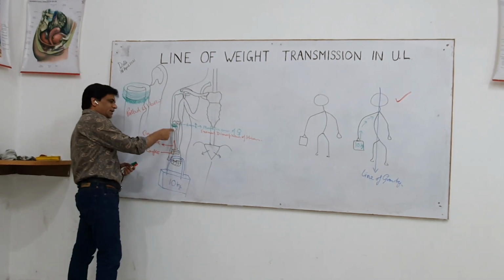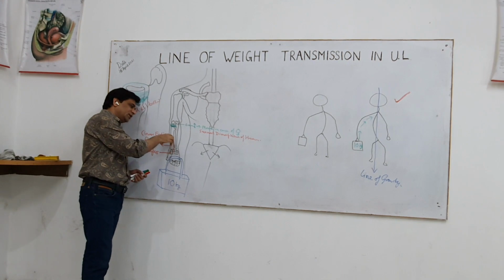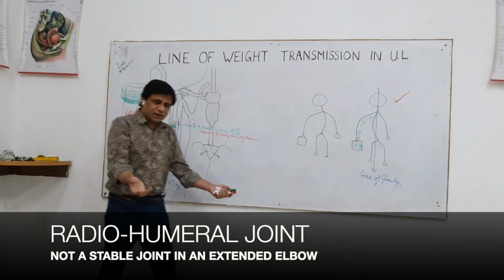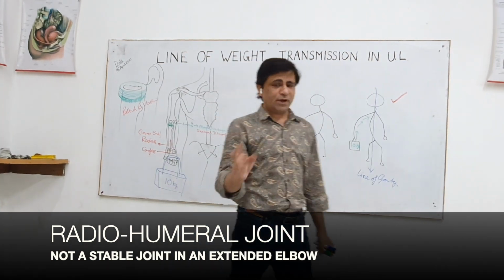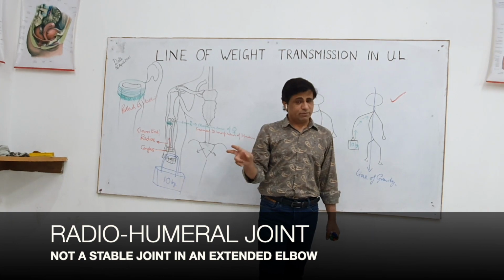Now, because you have been taught about this pulled elbow, that means weight cannot be shared directly from radius to humerus because it gets dislodged. It's not a strong joint. Remember, the radio-humeral joint in an extended elbow is not a stable joint.